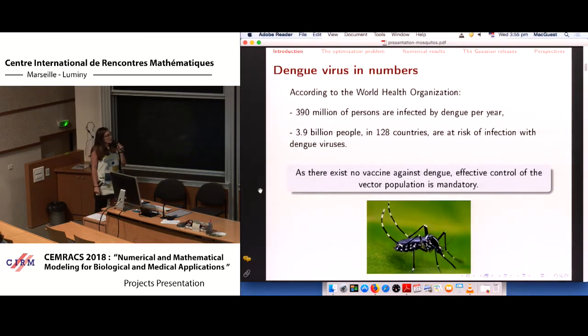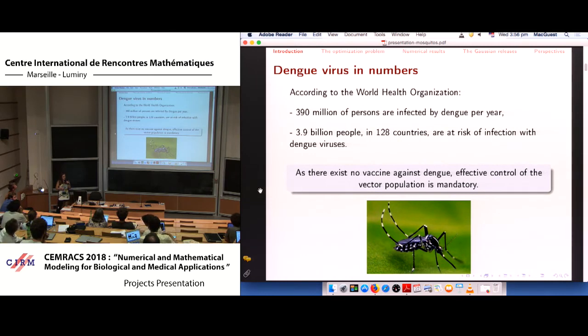Dengue is one of the most dangerous diseases for human health in the world, and according to the World Health Organization, 390 million people are infected by dengue per year, and 3.9 billion people are at risk of infection with dengue viruses. This represents approximately 40% of the global population. Despite a lot of research, there exists no vaccine against dengue, so we have to find a way to control the vector population.